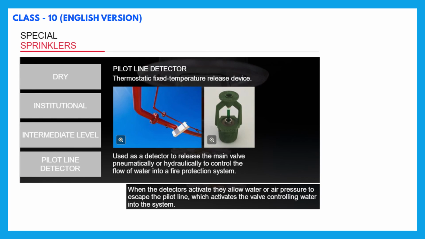Now we shall go through pilot line detectors. These are thermostatic fixed temperature detectors and are used as a detector to release the main valve pneumatically or hydraulically to control the flow of water into a fire protection system. When these detectors activate, they allow water or air pressure to escape the pilot line, which activates the valve controlling water into the system. These pilot line detectors can be discussed in our future classes in much greater detail.